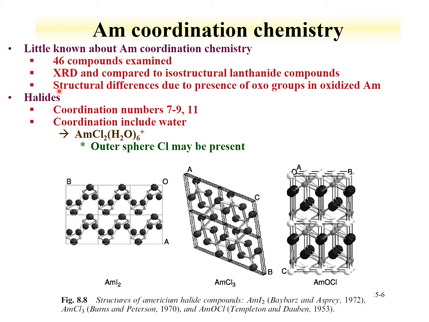Halides have been examined with relatively large coordination numbers, anywhere from 7 to 11, and often these coordination environments include water. In some species, the chloride may be coordinated through an outer sphere with the americium. Structures for the dihalide, trihalide, and a mixed oxyhalide species have been evaluated.